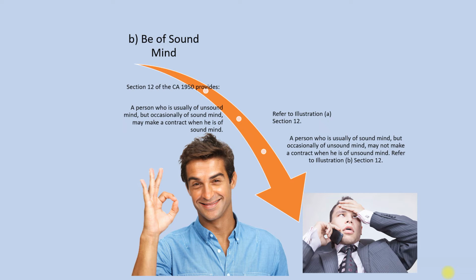Okay, the second element of capacity is sound mind. Sound mind means a normal person, a normal man. Under section 12 of the Contract Act 1950, a person who is usually of unsound mind but occasionally of sound mind may make a contract when he is of sound mind. So this section 12 tells us when a contract is valid.